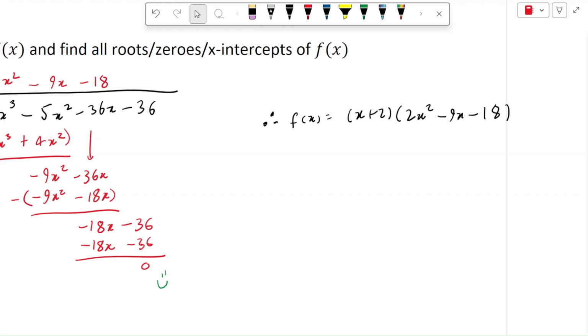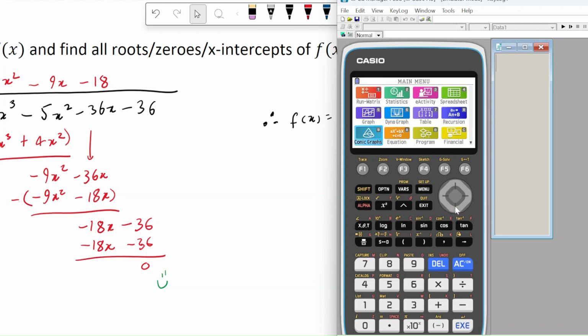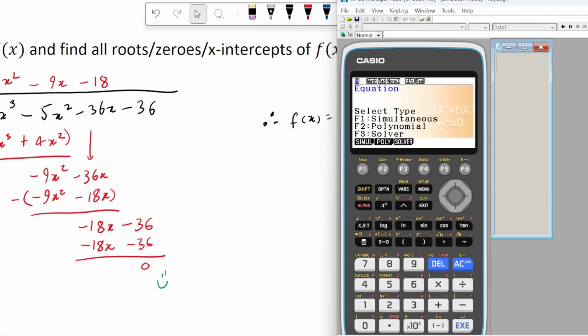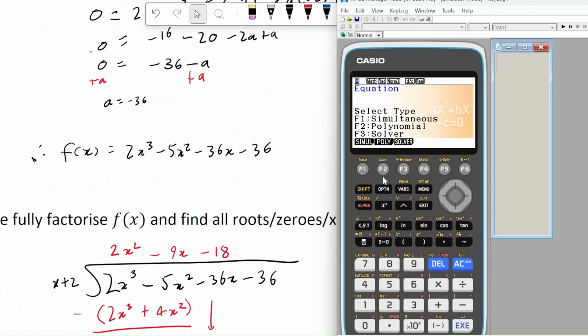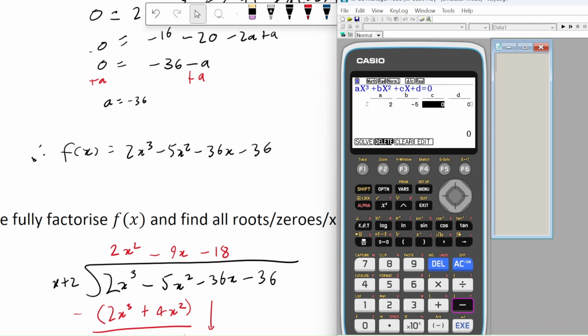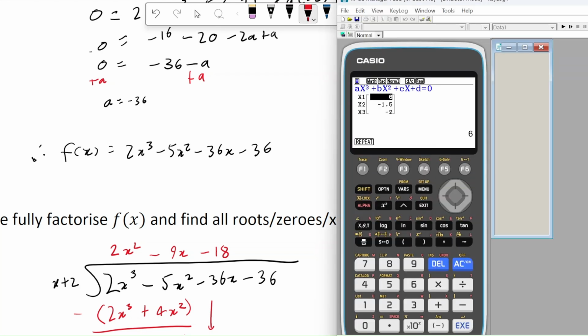Now, we did already see before that the x-intercepts were nice numbers, so we should be able to fully factorize this. And if you're not super into graphing, what's probably a quicker method for checking the factors is going into equation mode, polynomial, and we've got a degree 3. So it was 2, minus 5, minus 36, and minus 36. If you solve that, I'm expecting one of the solutions to be minus 2, as we saw before, and then the other two x-intercepts will be these.